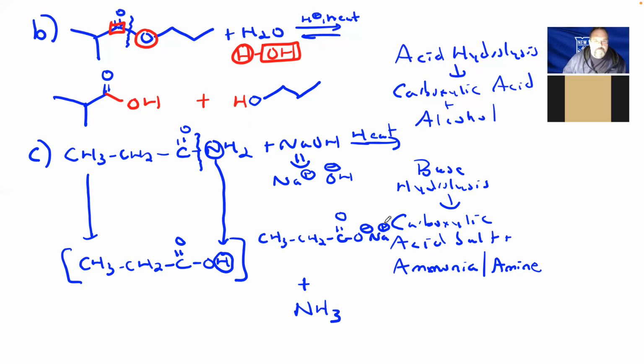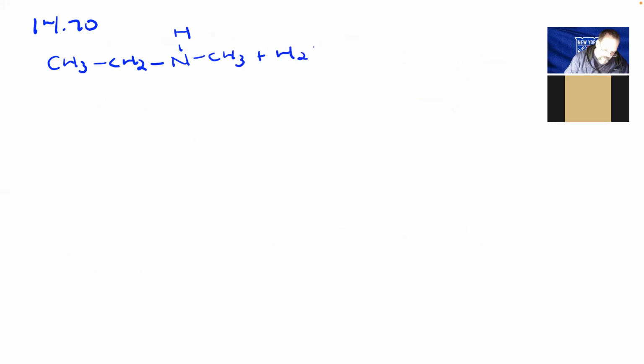Okay. All right. Let's go to 1470. So here's letter A. So here we have an amine plus water. Okay. So, as you know, amines are derivatives of ammonia, where you take out one or more of the hydrogens and replace them with carbon groups.